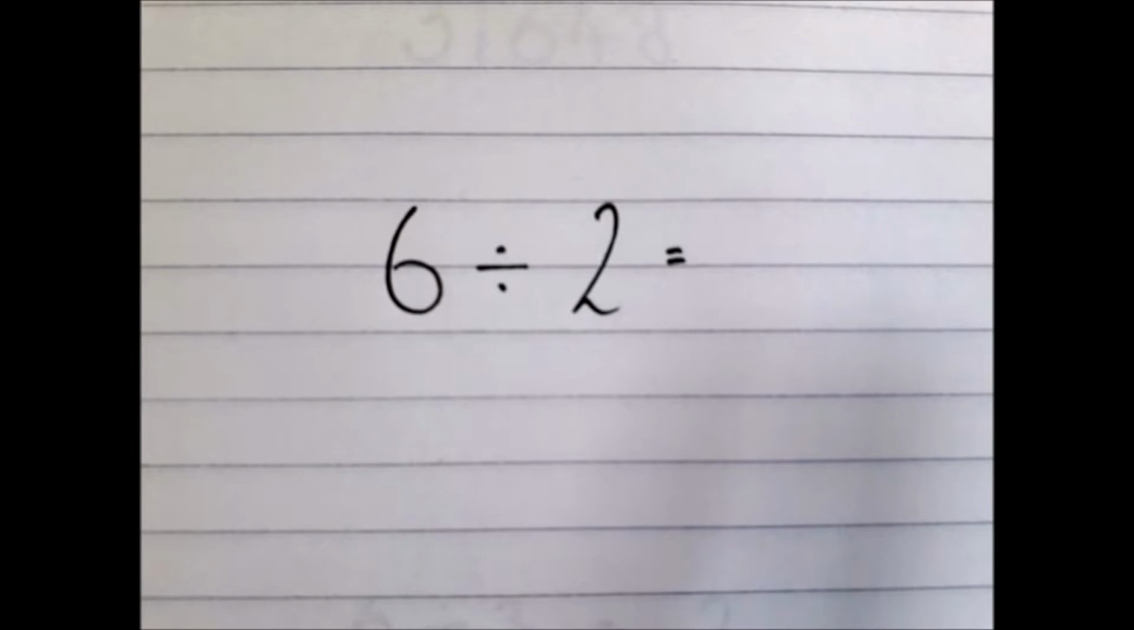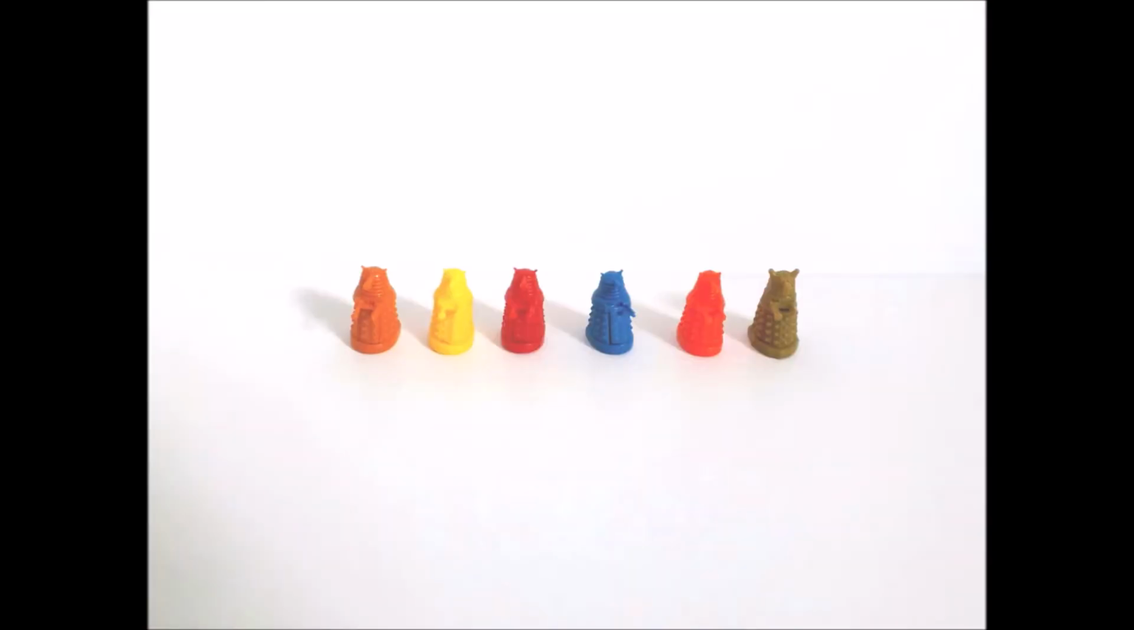Let's start with something quite simple. We're going to do 6 divided by 2. Now when we say divide, we can mean share or put into groups of. So to help us, I've got 6 little Daleks that I am going to put into 2 equal groups.